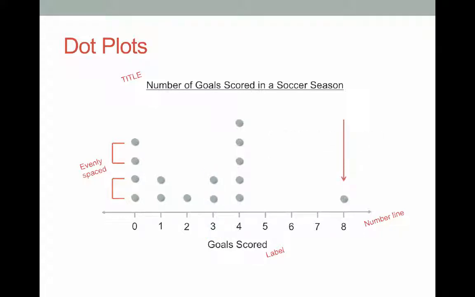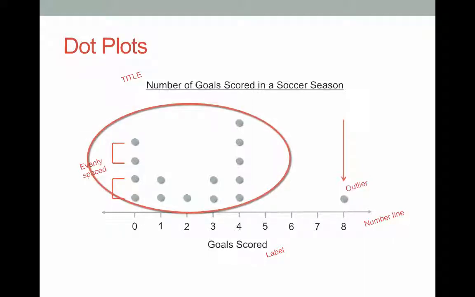See this dot all by itself at the end? That's called an outlier, and it's separate from the rest of the group. Outliers are inconsistent data. We scored 8 goals in one game and it was different to all the others that are part of the rest of the group.